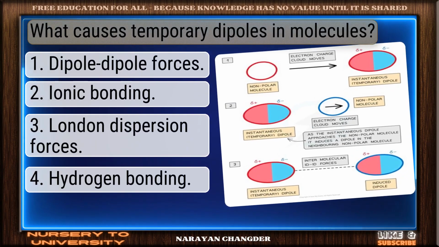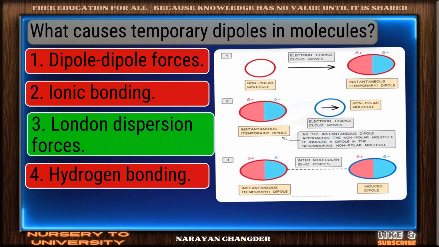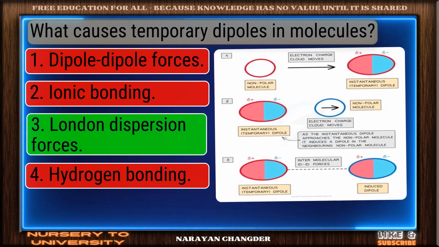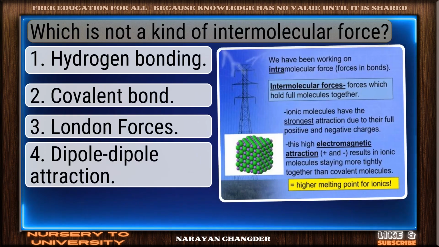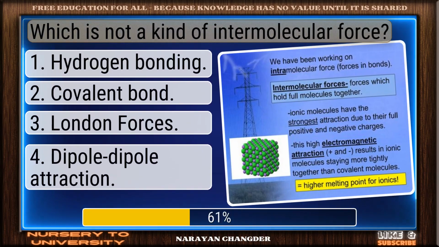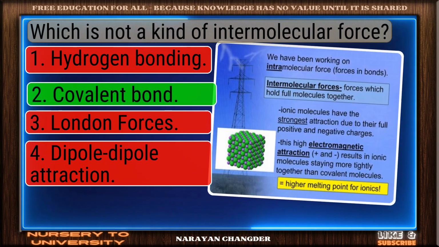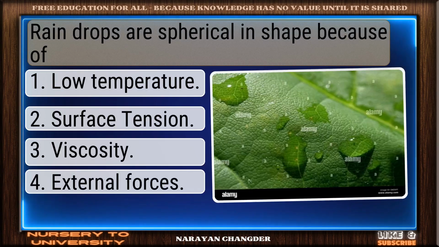What causes temporary dipoles in molecules? Right choice. London dispersion forces is the best answer. Which is not a kind of intermolecular force? Nicely done. Covalent bond is a solid answer.